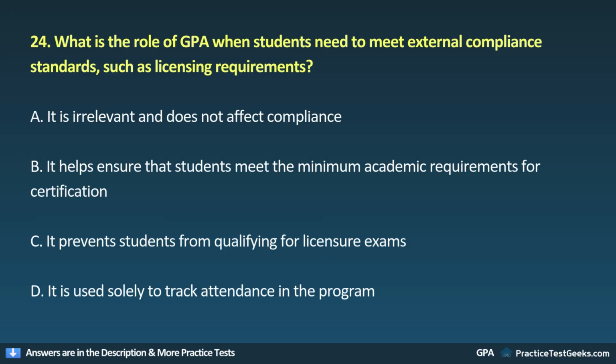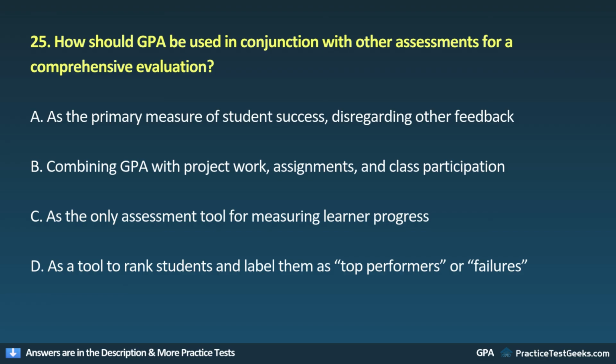A. It is irrelevant and does not affect compliance. B. It helps ensure that students meet the minimum academic requirements for certification. C. It prevents students from qualifying for licensure exams. D. It is used solely to track attendance in the program. 25. How should GPA be used in conjunction with other assessments for a comprehensive evaluation?